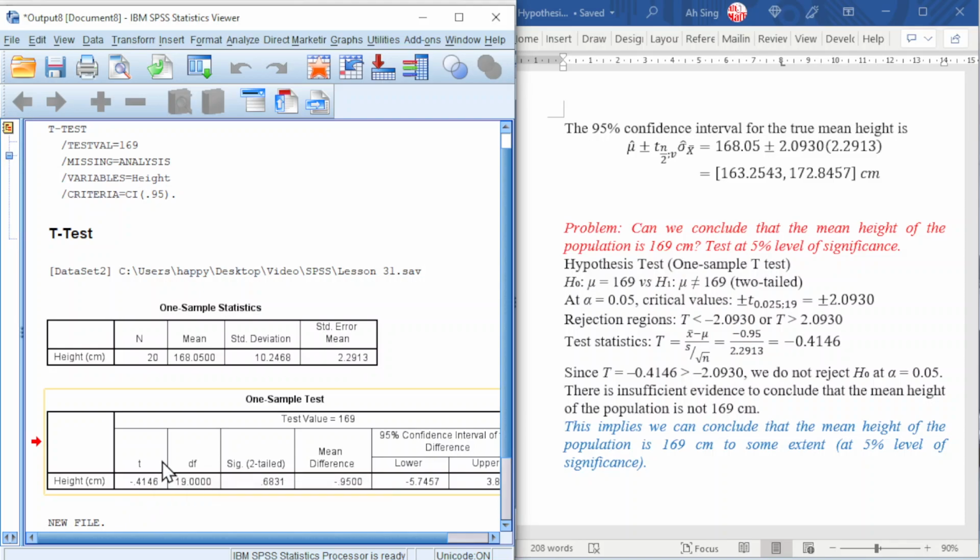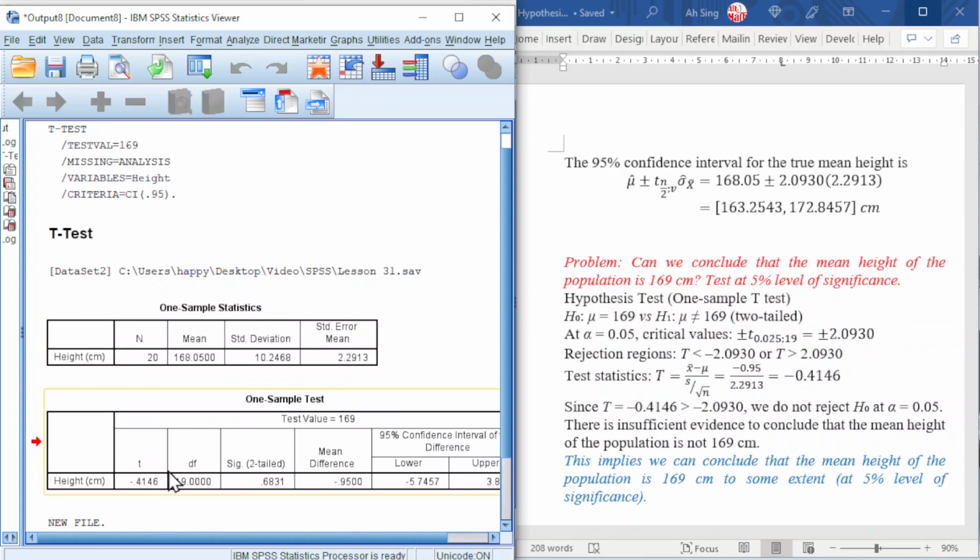Next, the t-value. To obtain the t-value, we can make use of the formula: sample mean minus population mean divided by sample standard deviation divided by square root of n. To obtain the difference in mean, we can get it from here, or we can take mean minus the test value. df, which is the degree of freedom, is equal to n minus 1, 20 minus 1 equals 19.